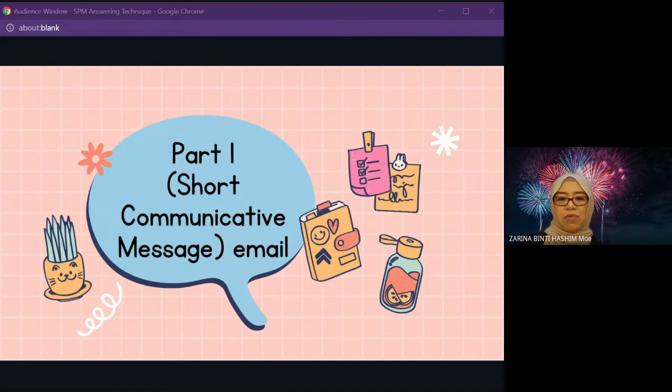So we have two scenarios there. The first scenario is from the question itself: you receive an email from your new friend Betty who has just moved to your hometown. So that is your first scenario. That means you receive an email from your new friend Betty. And then the second scenario is in the message itself. So let's look at the message here.